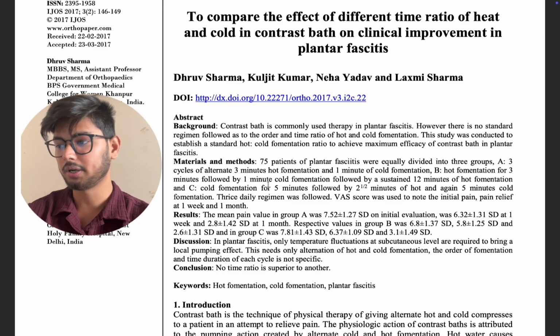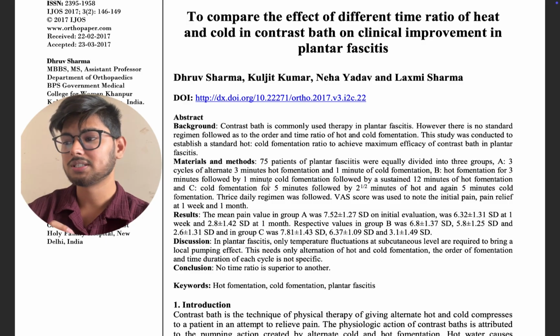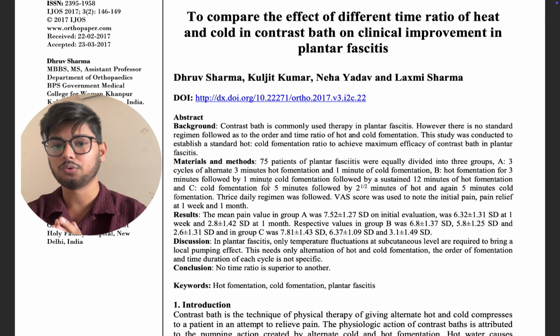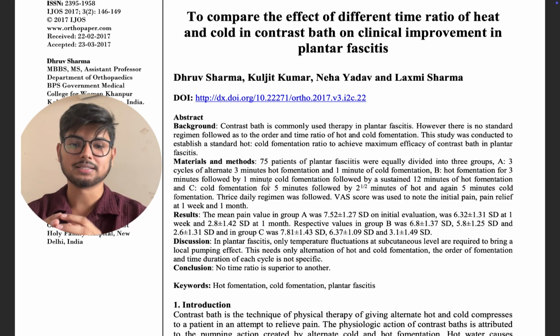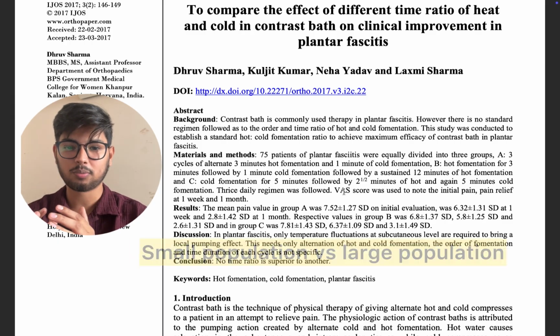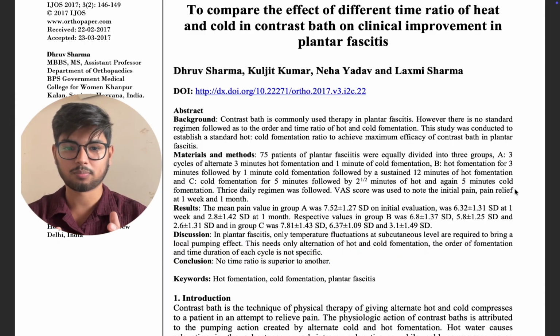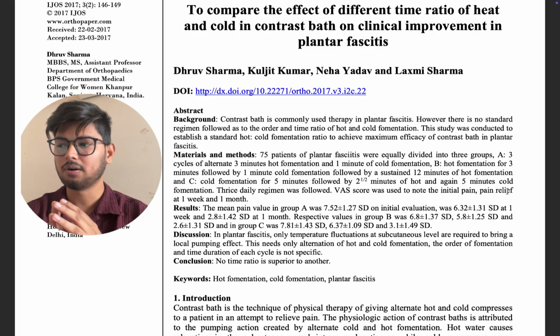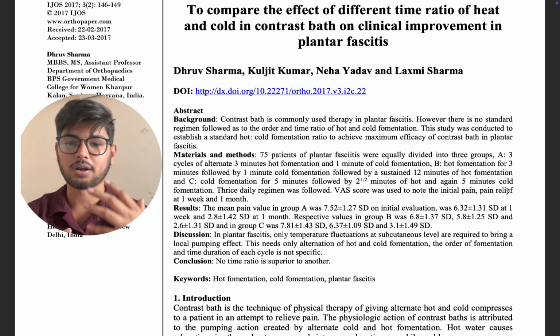Okay, so then you come to the materials and method. This is very much important. As you can see, they have used 75 patients of plantar fasciitis. So this will also give you an idea whether this article is reliable or not. If they have a small population like 10, 20, 30, 40 included, then it is not that reliable. But above 70, or you can say above 100, it is more towards reliable data.